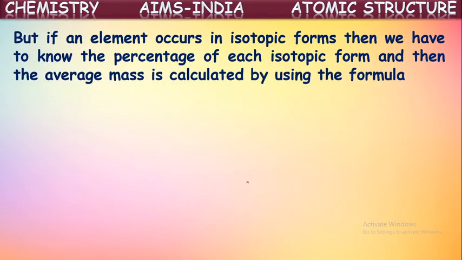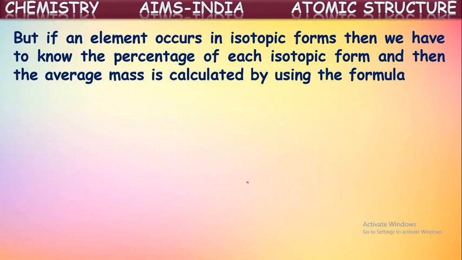But if an element occurs in isotopic forms like hydrogen or chlorine or carbon, then directly the mass number of any one of those cannot be taken as its atomic mass. We cannot take the mass number directly because more than one kind of mass number is available. Then we have to know the percentage of each isotopic form available in nature, and then the average mass is calculated by using one formula.